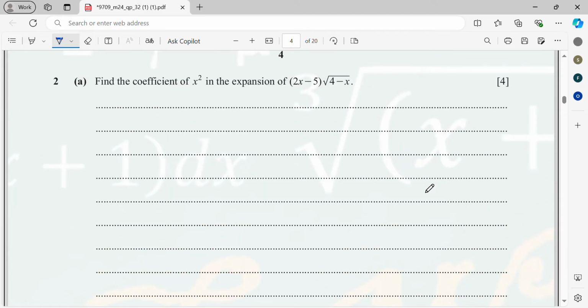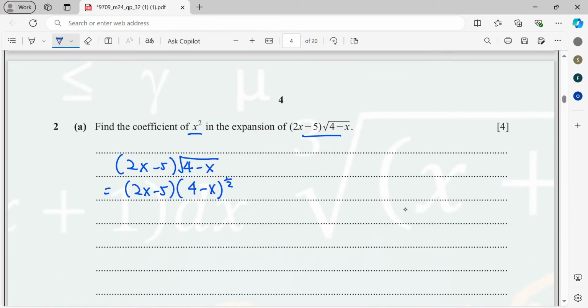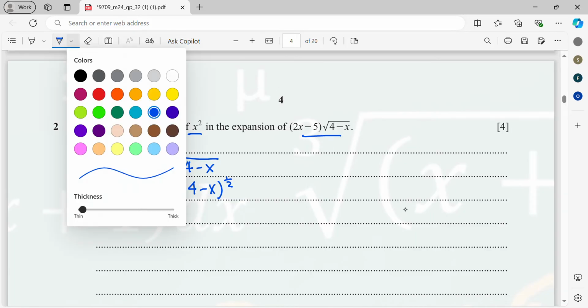For question number 2a, find the coefficient of x squared in this expansion. Now, 2x minus 5 multiplied with the square root of 4 minus x. So I will rewrite my square root of 4 minus x. For the 2x minus 5, because this is degree 1, I am not going to expand it, but we will be expanding the second term, which is 4 minus x to the power half.